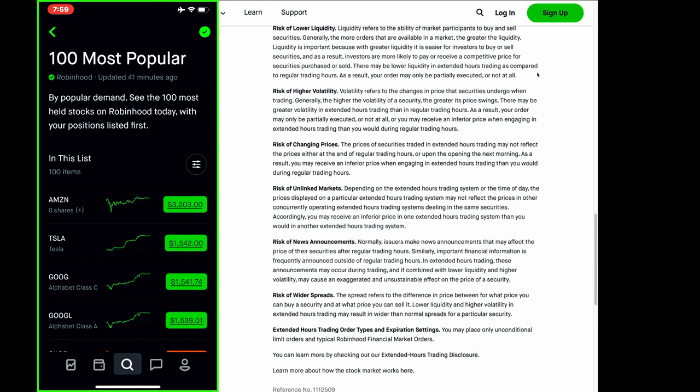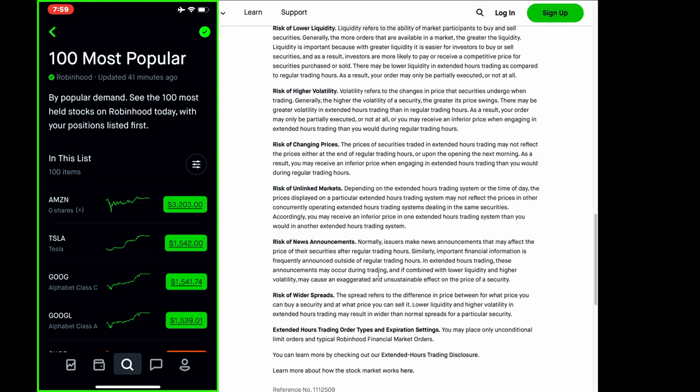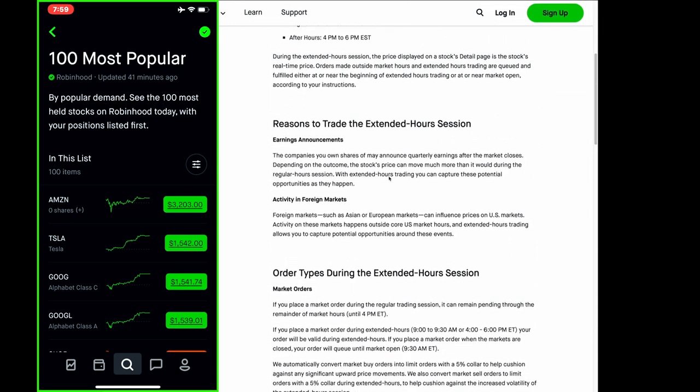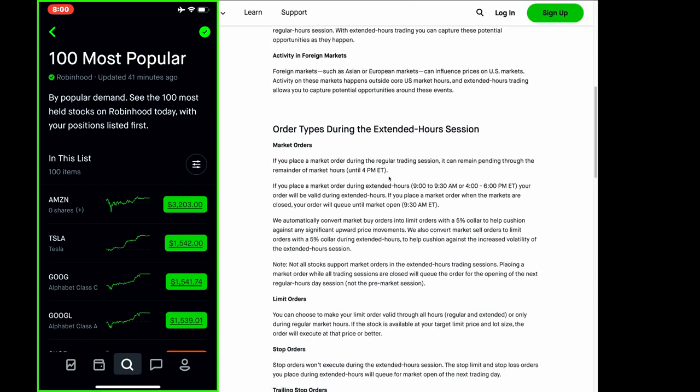And even when you're a trader, you really don't need to be in the aftermarket because it's just so risky as compared to what you get during the regular trading hours. Something important to note is that extended hours, right down here, trading order types and expiration settings, you may place only unconditional limit orders and typical Robinhood financial market orders. So what that's telling you is that you're going to be limited to just the limit orders and just market orders, which kind of limits what you can do with it. But like I said before, you really shouldn't be trading in those hours anyways.